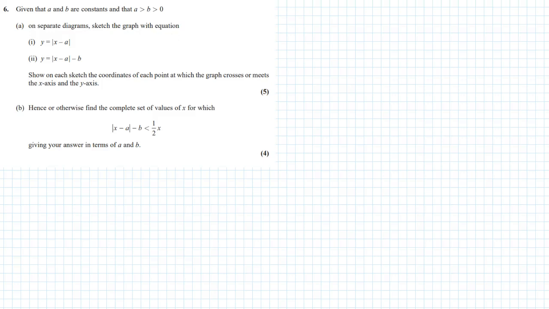This is IAL C34 May 16, question number 6. Given that a and b are constants such that a is greater than b is greater than 0. On a separate diagram, sketch the graph with the equation y is equal to modulus x minus a. So part a, number 1 is y is equal to modulus x minus a.